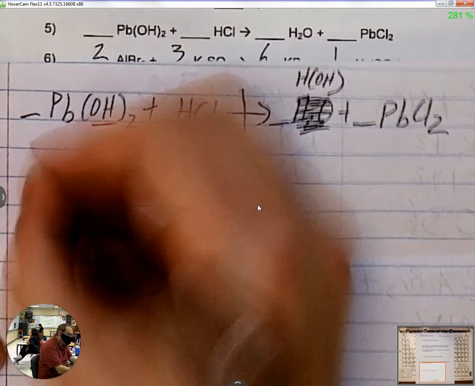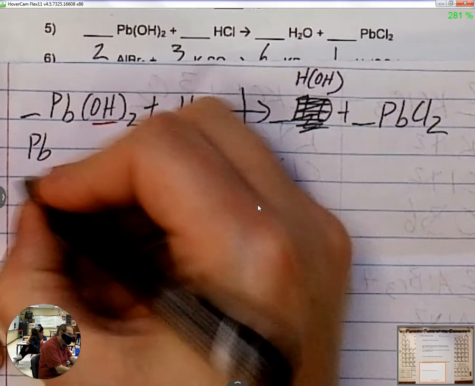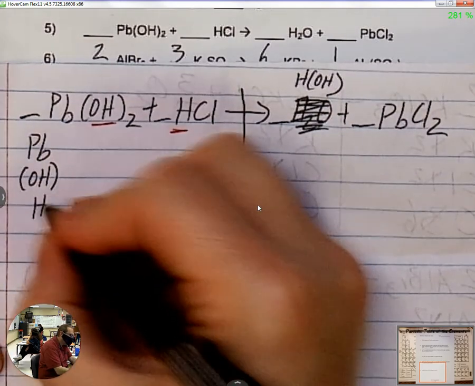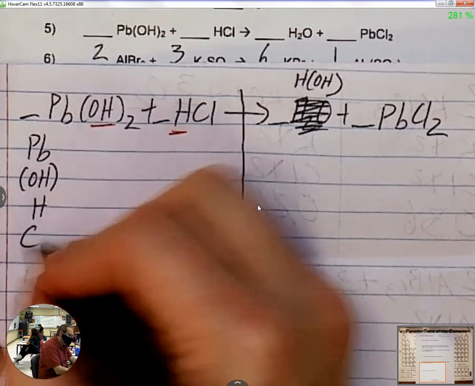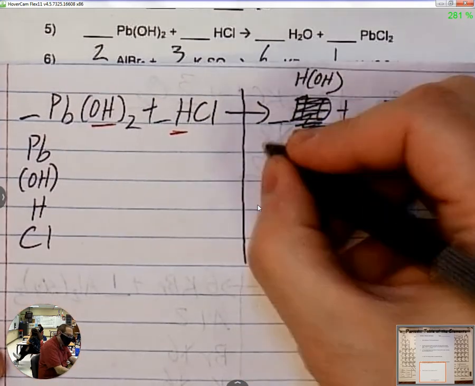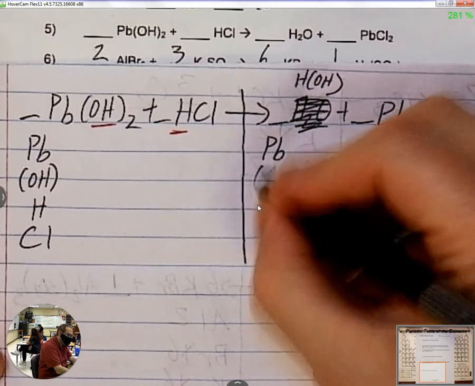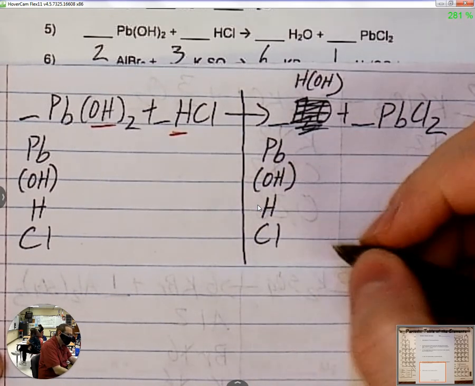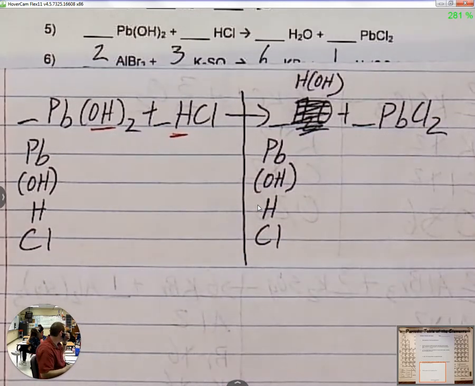So I'm going to list all my players. I got lead, I have hydroxide ion, OH group, I've got free hydrogen, and I've got chlorine. Same list on the right. And again, sometimes this makes it easier, sometimes it's about the same.